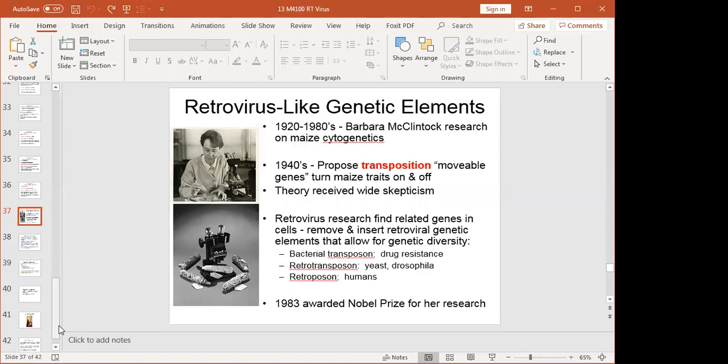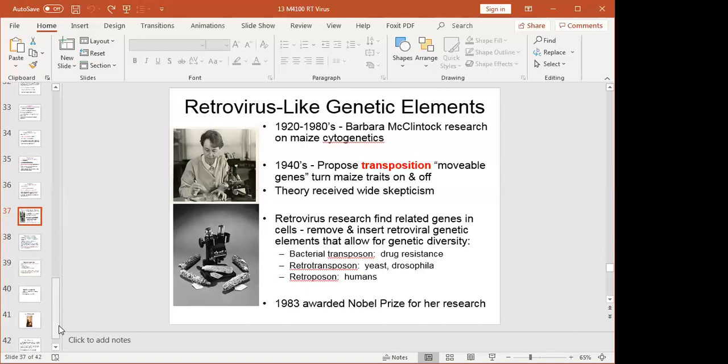They're called movable genes. Once these genes are moved from one location to another, they turn maize traits on or off. So they basically modify the genetic profile and the phenotype. At the time, this theory received widespread skepticism. Everybody thought that she was out of her mind.